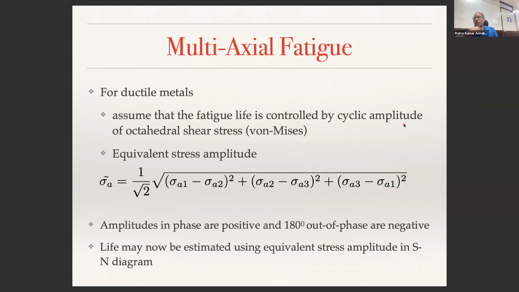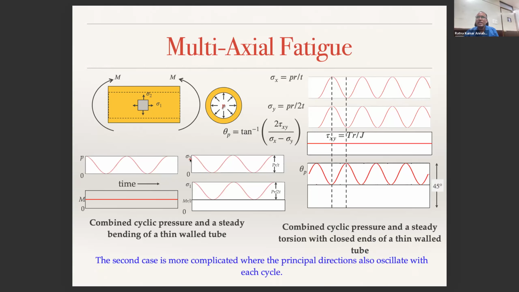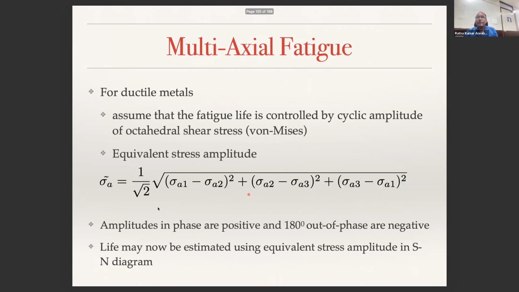So for ductile materials, how do we go about doing it? What you do is, in each of these scenarios, you can calculate what is the alternating stress and what is the mean stress. In this direction, you can calculate the alternating stress and the mean stress. Using that, in all three directions, you calculate alternating stresses sigma A1, sigma A2, sigma A3. From there, you compute the equivalent stress amplitude, very similar to your von Mises formula. So instead of one stress, you calculate stress amplitude in all three directions using the principal stress amplitudes, and then calculate the equivalent stress amplitude.